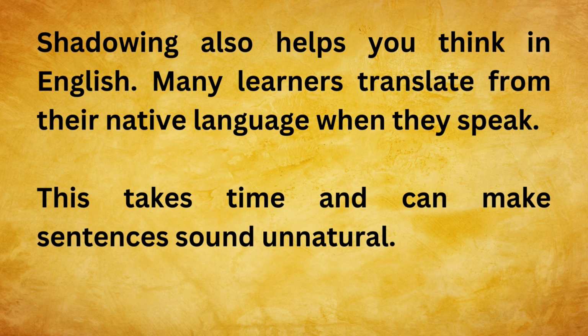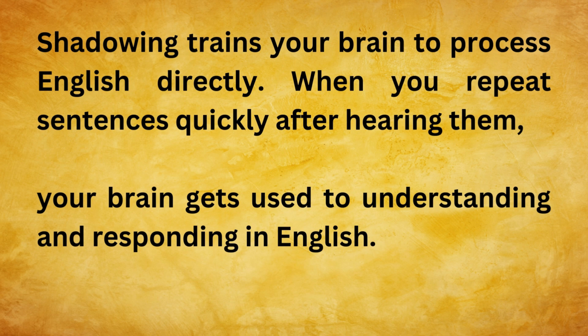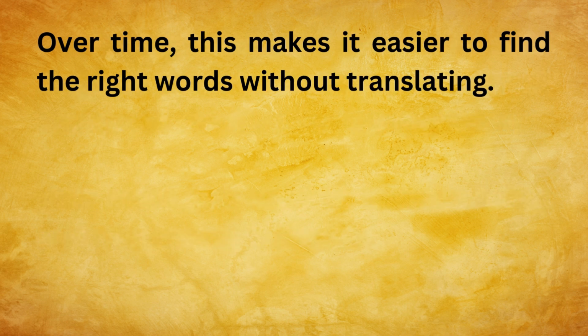Shadowing also helps you think in English. Many learners translate from their native language when they speak. This takes time and can make sentences sound unnatural. Shadowing trains your brain to process English directly. When you repeat sentences quickly after hearing them, your brain gets used to understanding and responding in English. Over time, this makes it easier to find the right words without translating.